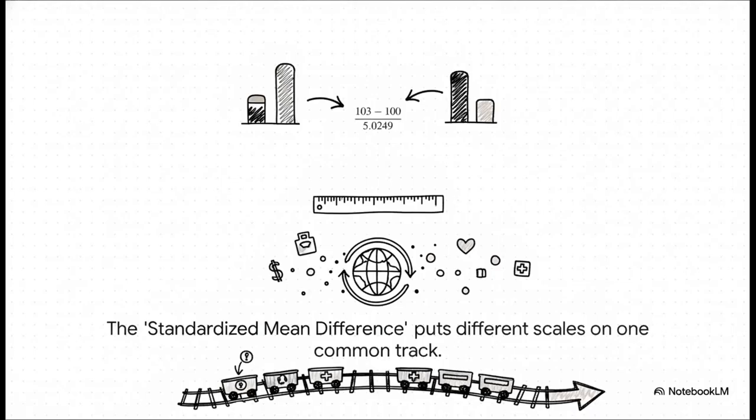Now, it sounds a little technical, but the idea is actually super clever. It takes the difference between the two group averages, and then it adjusts for the overall variation in the data. And that one simple step just strips away the original units, so it doesn't matter if it was points or pounds or millimeters of mercury. All of a sudden, you have one universal score you can compare anywhere.